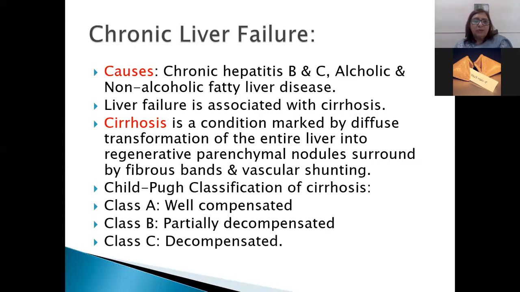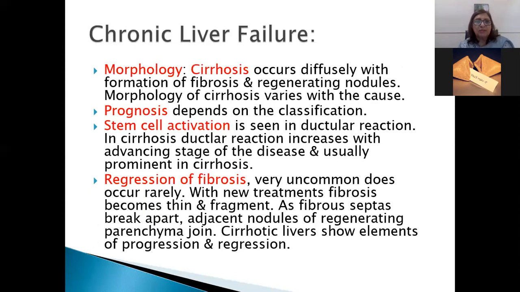The Child-Pugh classification of cirrhosis of the liver has three classes: Class A, Class B, and Class C. Class A is well compensated, Class B is partially decompensated, and Class C is totally decompensated. We are going to discuss it when we do cirrhosis as well.